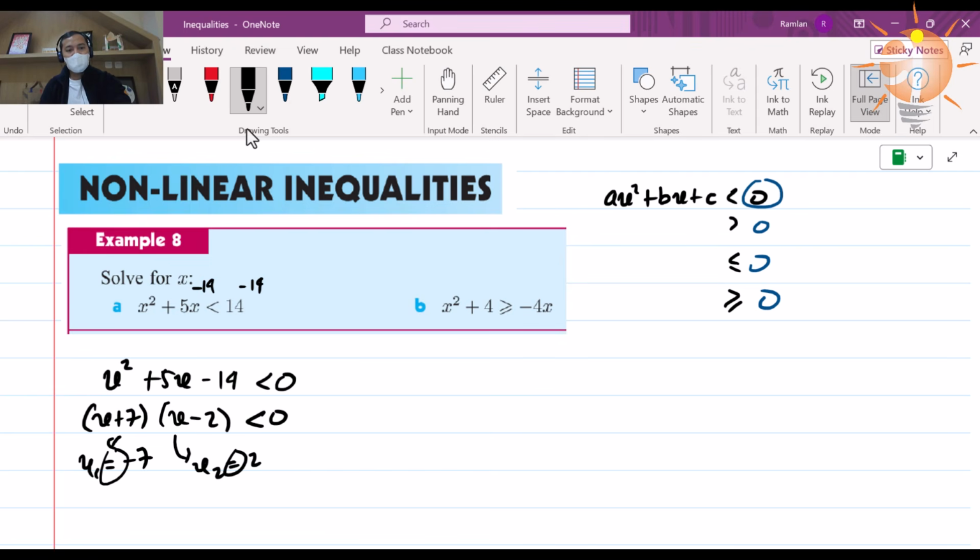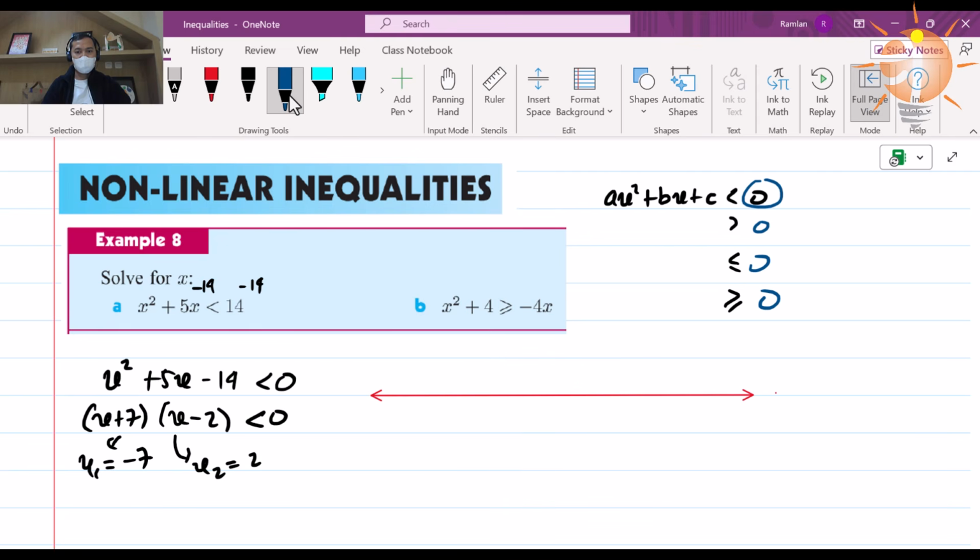So there are two methods on how to do this. The first one is the long way. The long way is that you draw the number line. The number line stays there, because we see the -7 and 2. So the first thing you do is put the -7 and 2 in the correct position.